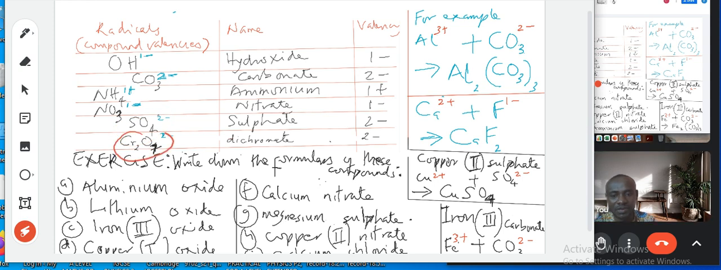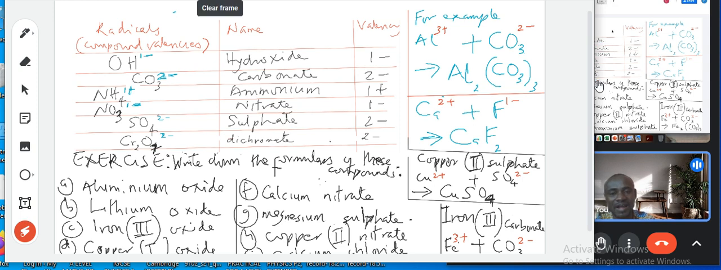2 minus. This one is called dichromate, if you like 2 chrome. Anytime you hear of ATE, let me also give you an idea. Whenever you have ATE, it tells you that something must be there. What's that element? Is that oxygen? Oxygen, yes. In fact, if you check, ATE means there must be an oxygen there. Now, if it is only IDE, it means there are only 2 elements involved.